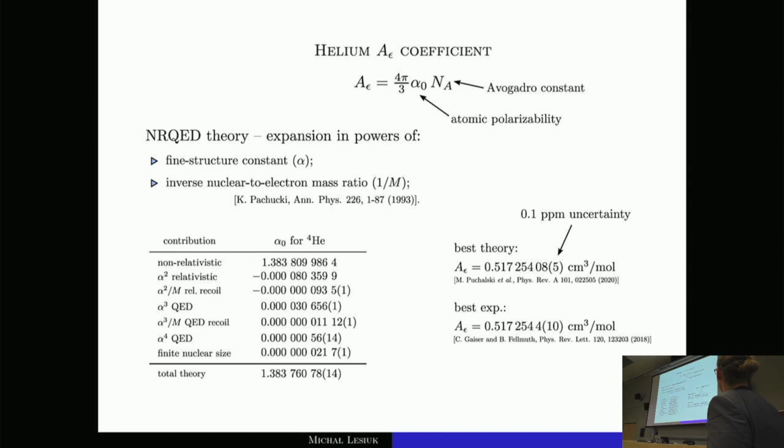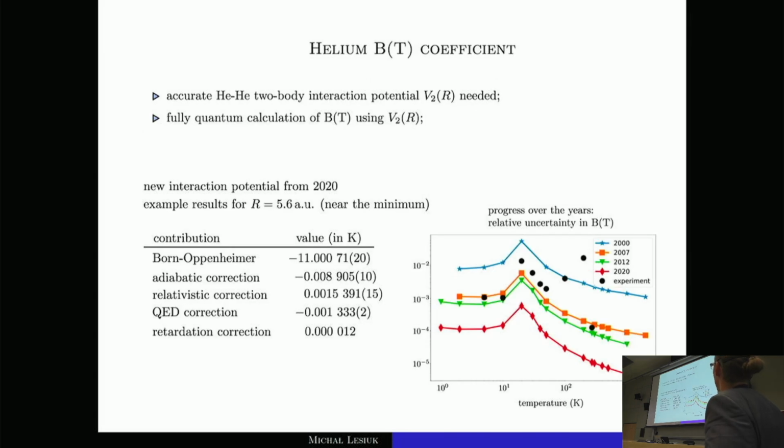But of course, this first coefficient is not everything. We also need these virial coefficients that we have to go through. And for that, to get the first density virial coefficient, we need the two-body interaction potential. In 2020, we developed a new potential for helium pairs, so for helium-helium, which also includes many corrections beyond non-relativistic Born-Oppenheimer. And you can also see in this graph the progress in the accuracy of theory.